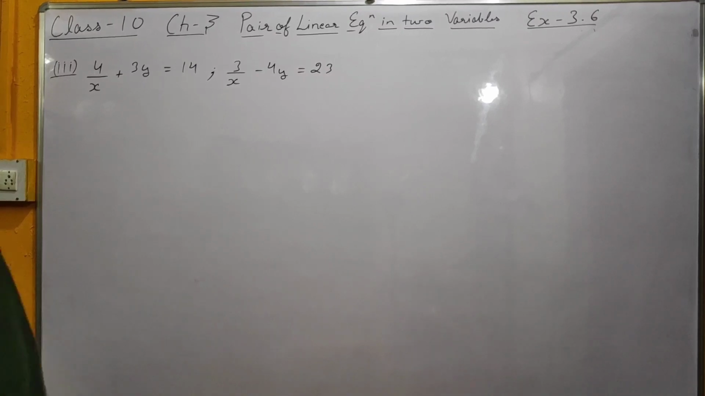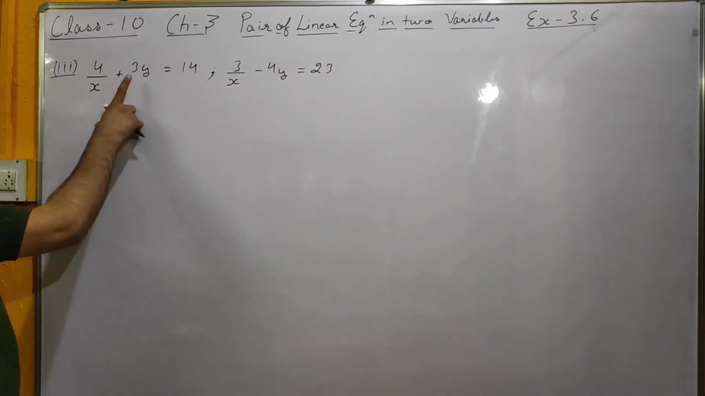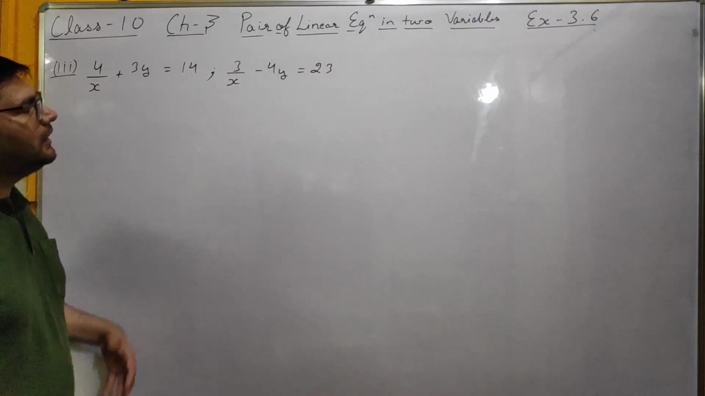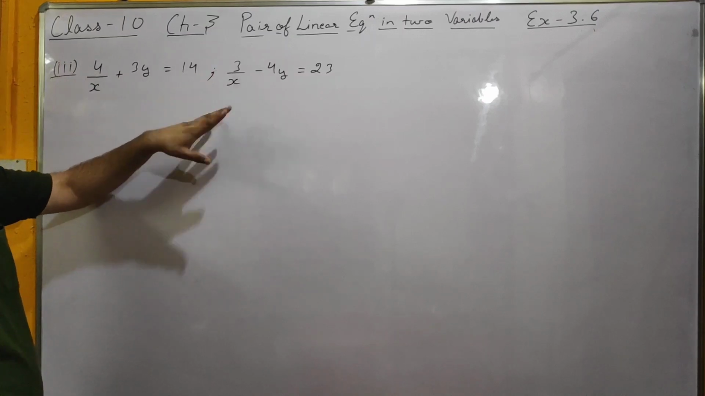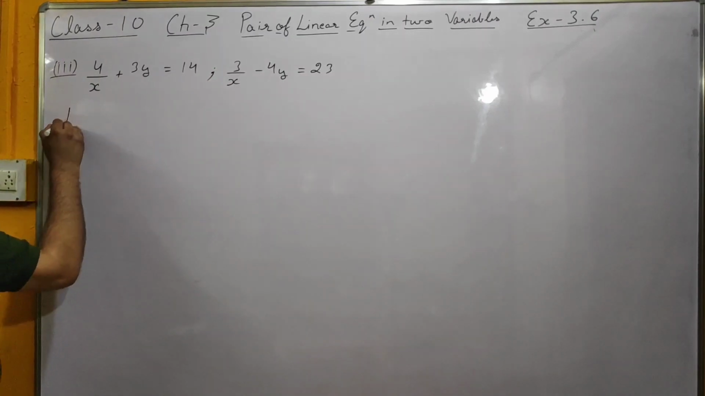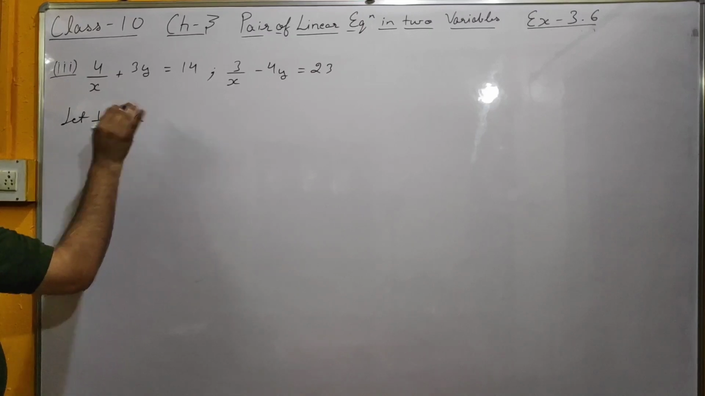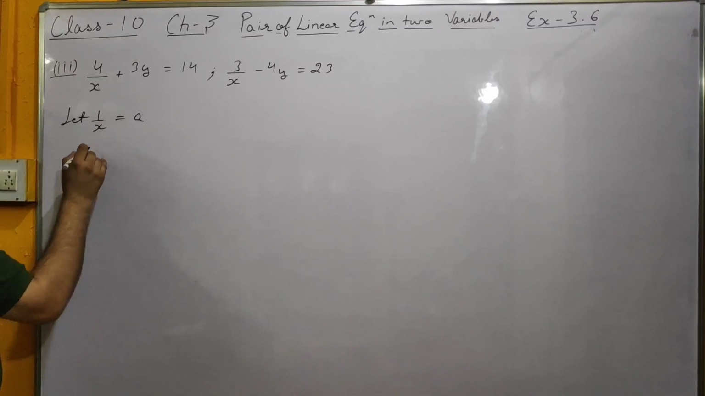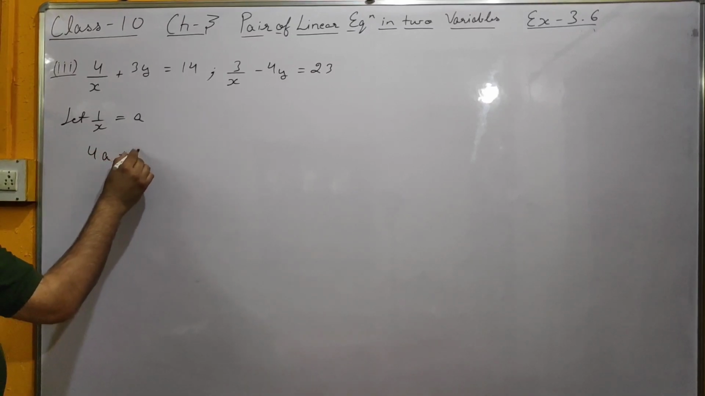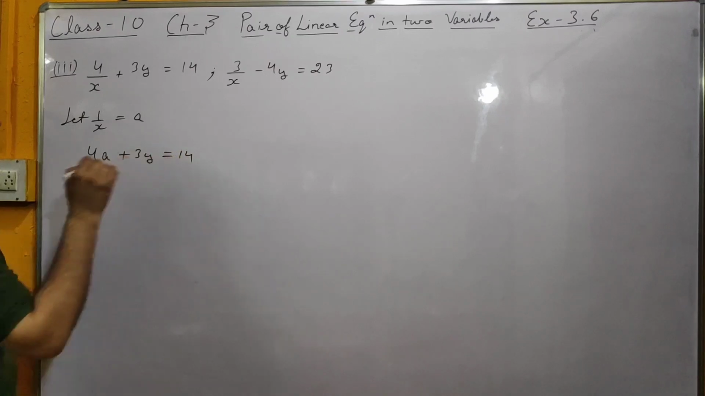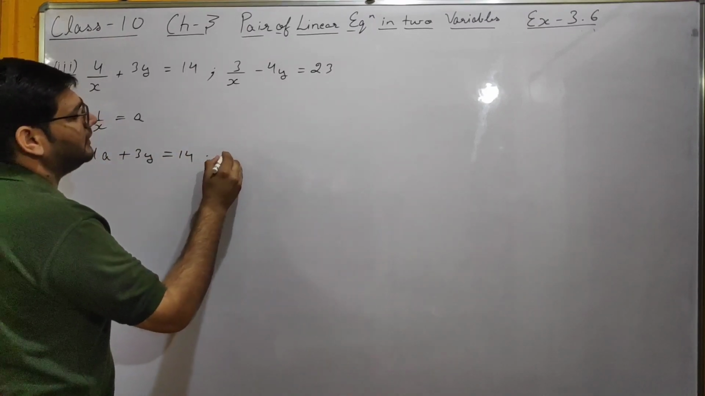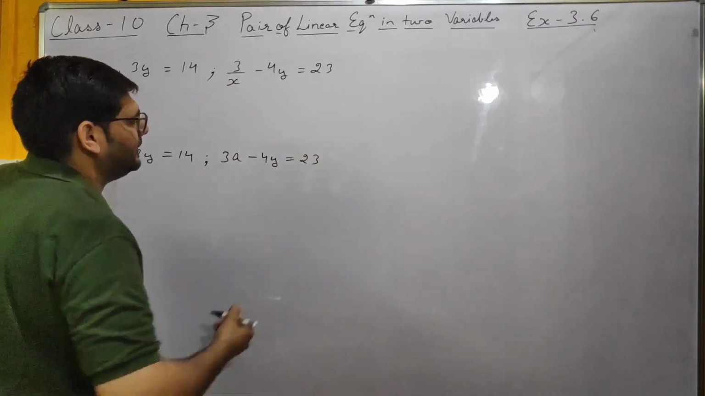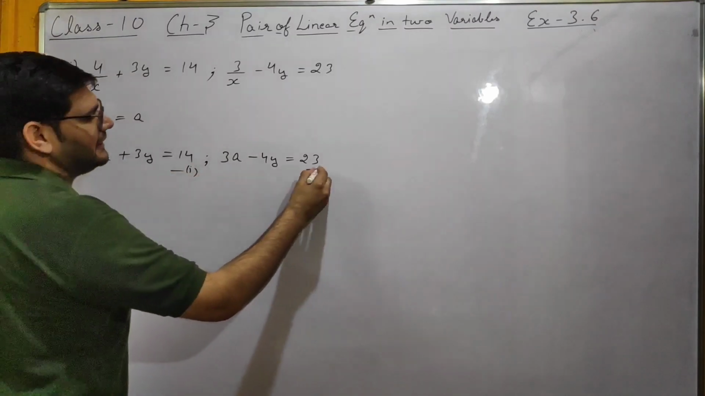Let's check the third part: 4 by x plus 3y equals 14, and 3 by x minus 4y equals 23. Here 1 by x is common. So we'll say let 1 by x equal a, and y is already in the numerator, don't touch it. So 4a plus 3y equals 14, and the second equation is 3a minus 4y equals 23. Let this be our first equation and this our second equation.